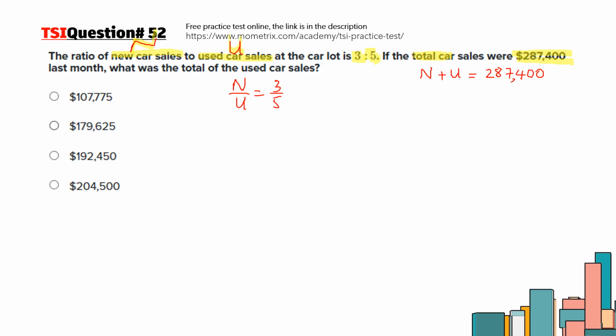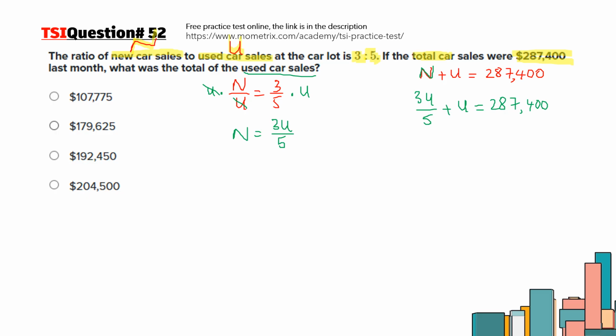Now we want to solve for U because they're asking for the used car sale. So we multiply both sides by U, and N will be 3U over 5. We rewrite N in U terms. So now we have N right here, and we know N is 3U over 5. So now I just continue: I add U to 287,400.